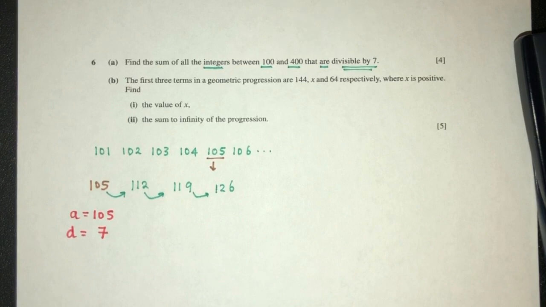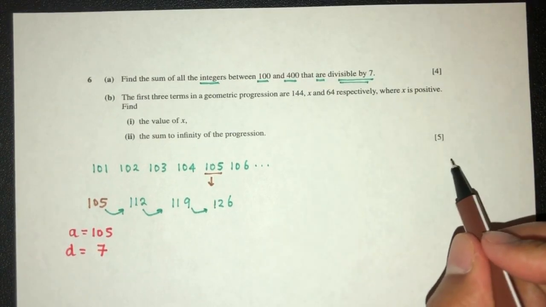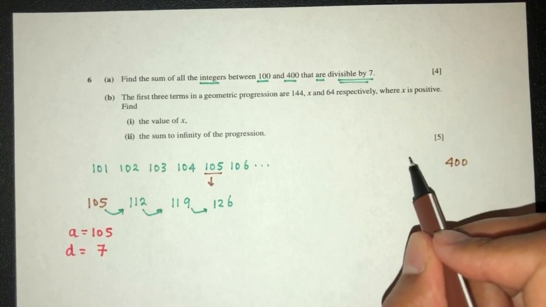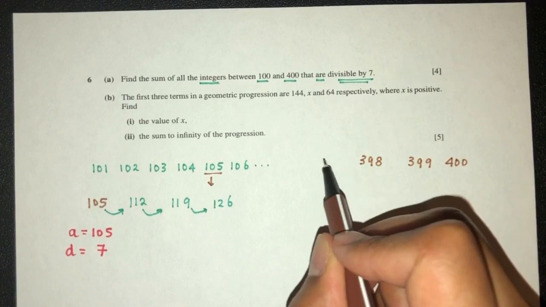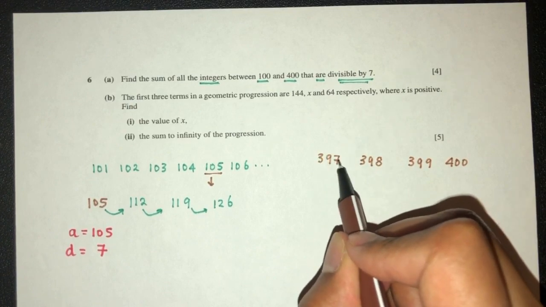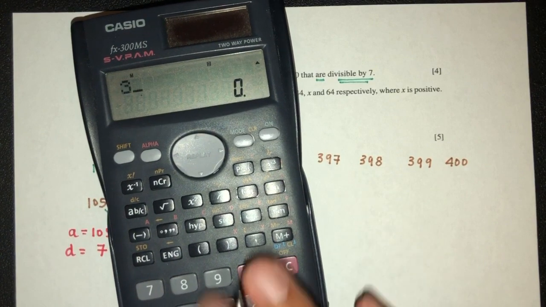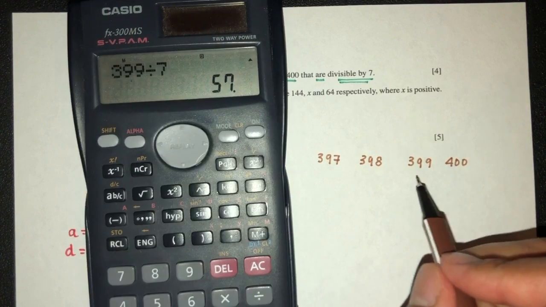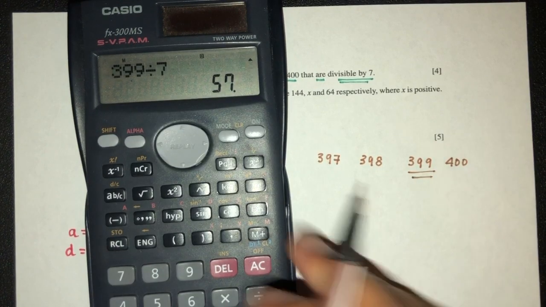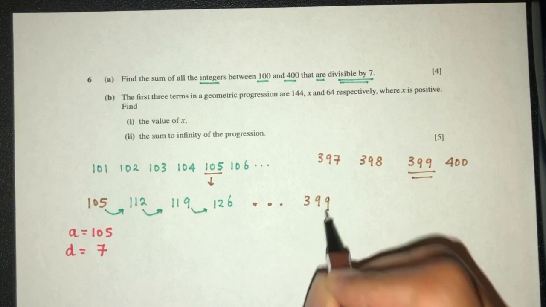Now, what is the last term of this progression? 400. What is before 400? We have 400. We have 399. We have 398. 397. So let's check. 397 divided by 7. Nope. 398 divided by 7. Nope. 399 divided by 7. Yes. This one works exactly. So this is the last term. So going on until the 399.